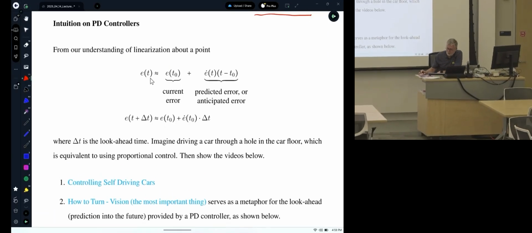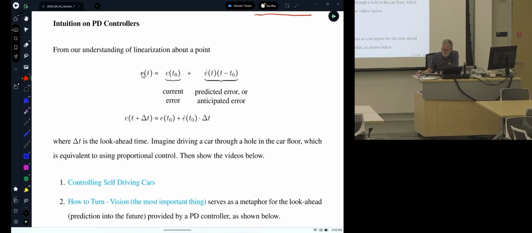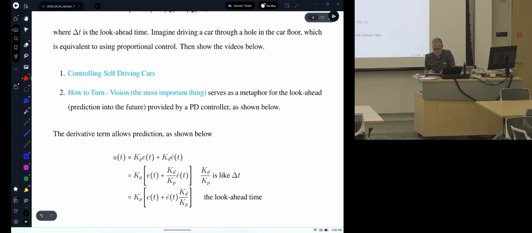Well, we know how to expand a function about a given point. So the error at some future time is the error at the current time, and we don't really need those zeros there, times the amount of time that we are looking ahead. It allows us to make a prediction of what the error is going to be in the future. So derivatives allow you to predict ahead, which is looking into the future.